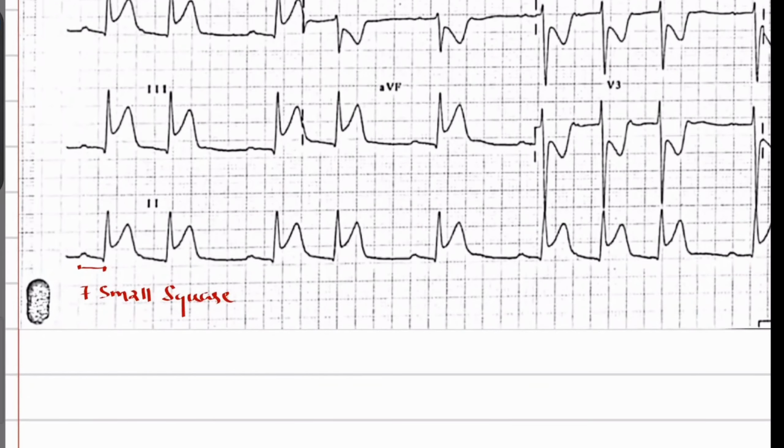Here it's 7 small squares. Here is also 7 small squares. Here is also 7 small squares. Here is also 7 small squares. So what we can say is that the PR interval is not progressively prolonging in every beat. Even though it's prolonged, it is fixed. It is not changing in every beat.